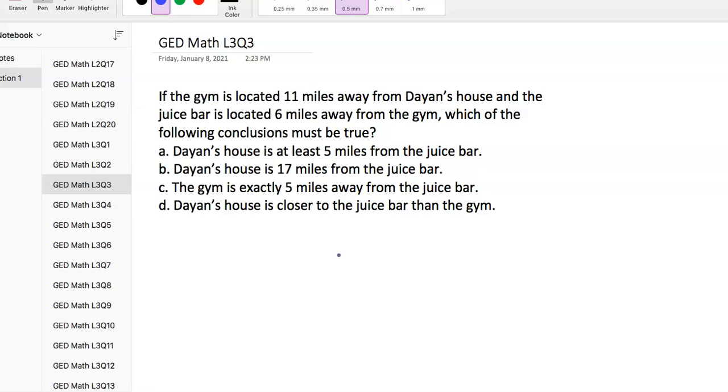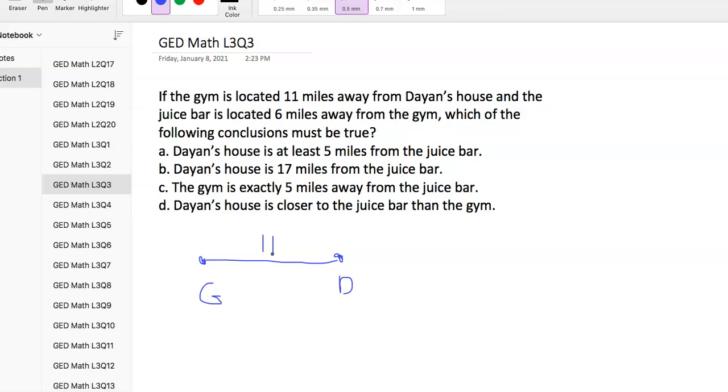All right, so hold on before we try to answer this. Okay, so this is Dayan's house right here. Okay, and then we have the gym. So let's say it's over here. Okay, and between these two spots is 11 miles, right? So the gym is located 11 miles away from Dayan's house.